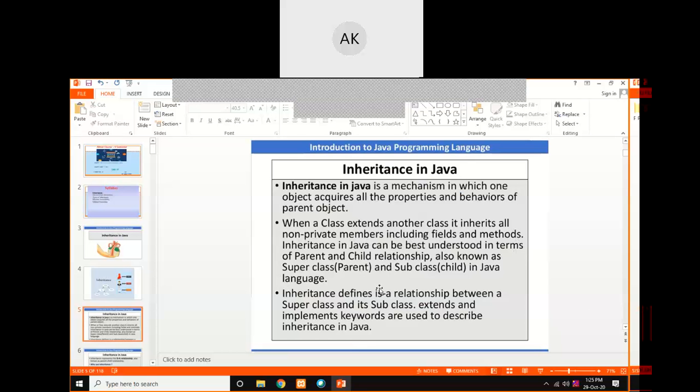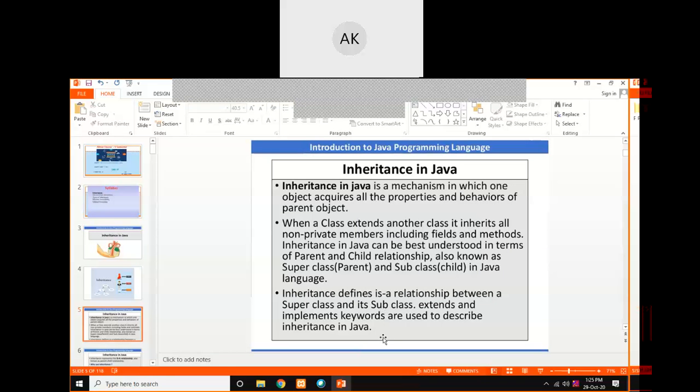So inheritance in Java can be best understood in terms of parent and child relationship, also known as superclass and subclass, that is a child class, right? And inheritance basically defines an is-a relationship between the superclass or the parent class and the child class or the derived class or the subclass, right? All these are similar terms.